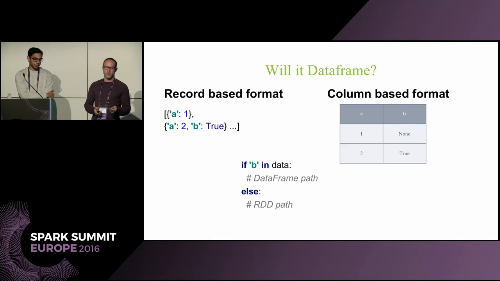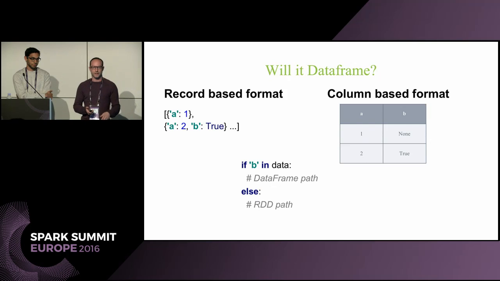The second one that we noticed is something that we're calling an optional column. So when you're dealing with JSON objects, they're essentially dictionaries, and you could have some fields which are present in some records that are not present in others. So in this example, the B field doesn't exist in the first record, but it does exist in the second.